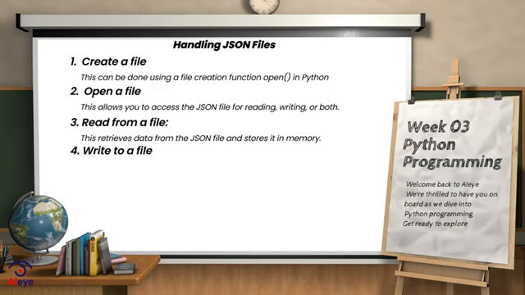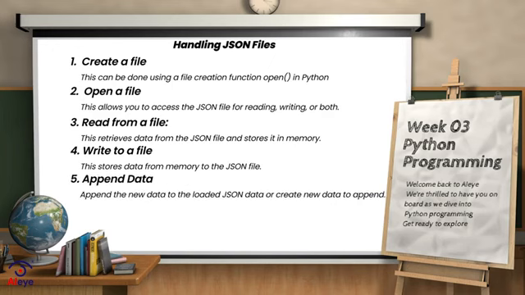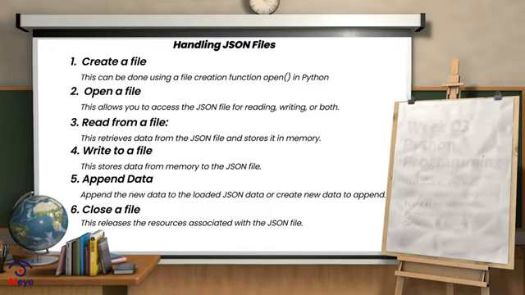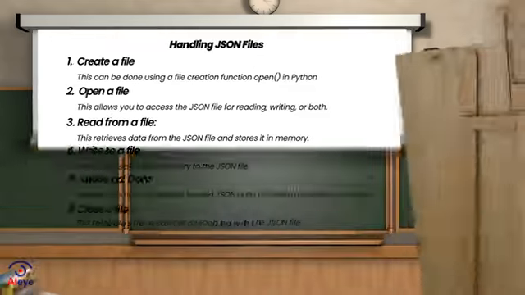Write to a file. This stores data from memory to the JSON file. Append data. Append the new data to the loaded JSON data or create new data to append. Close a file. This releases the resources associated with the JSON file.